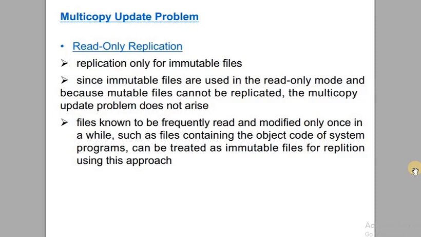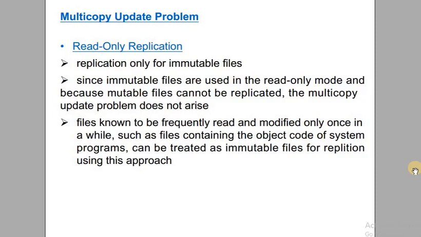First one is read-only replication. As the name suggests, you can only do read operations in a particular replica. So replication only for immutable files. It is only convenient for immutable files where you cannot change the content of the file, so you can only read the file. So it is more convenient in case of immutable files.